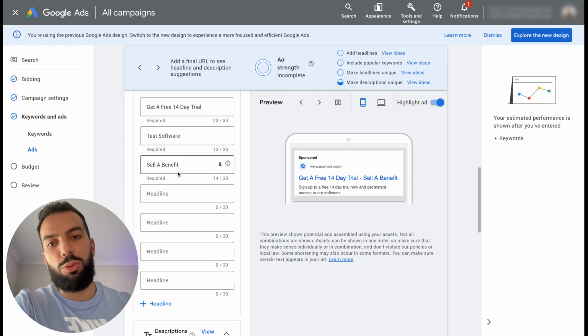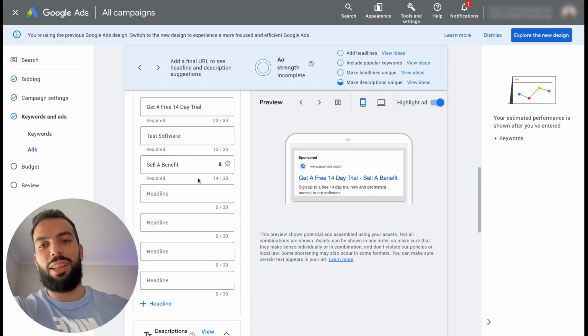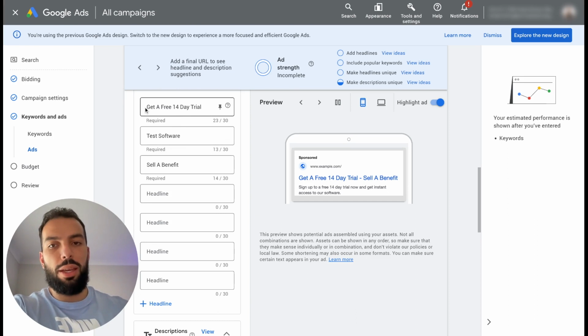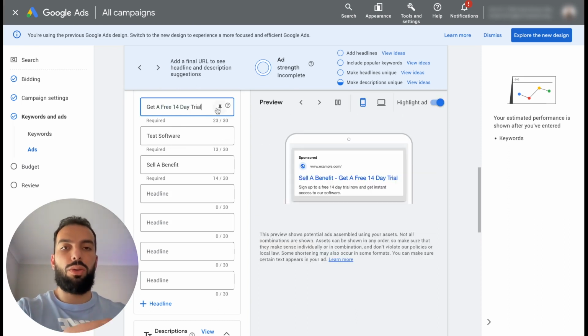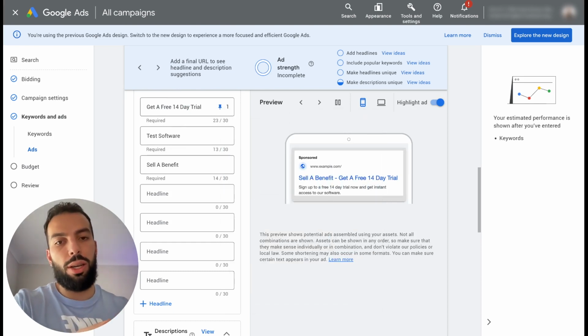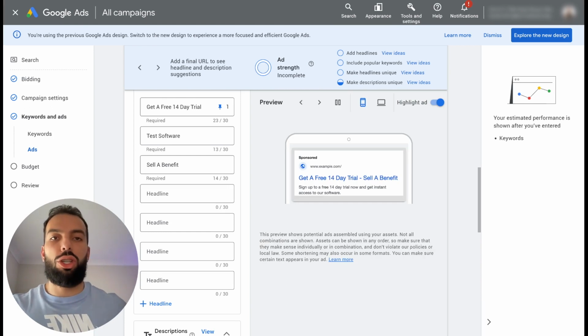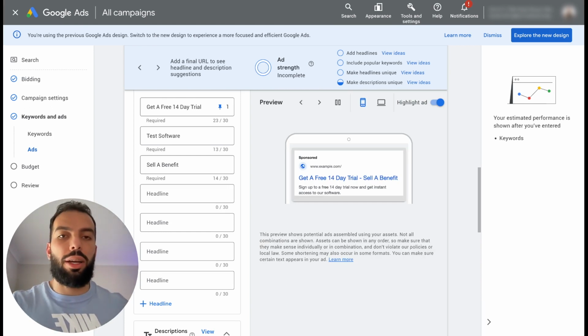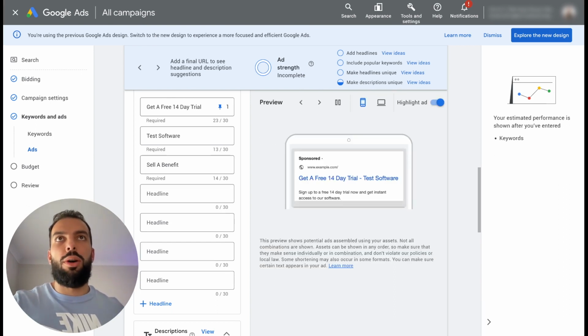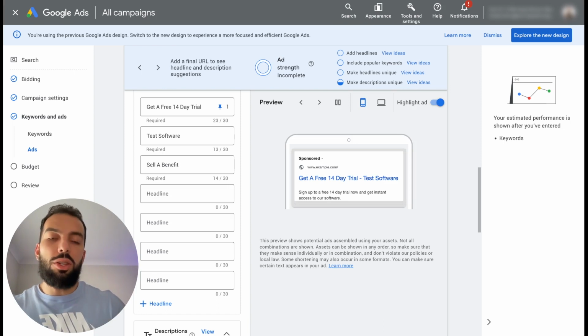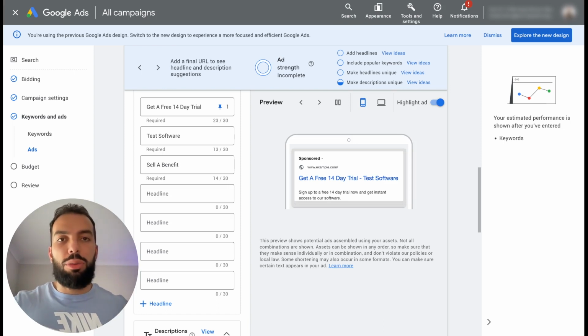I've just put in a couple of test headlines here, but the main one I want to look at is this: get a free 14-day trial. What you want to do is pin this into headline one, position one, which essentially means you want this to show up as the first headline on your ads at all times. Now, if you're already running a 14-day trial and you're not sure why it's not working, this is where you try another ad copy split test.